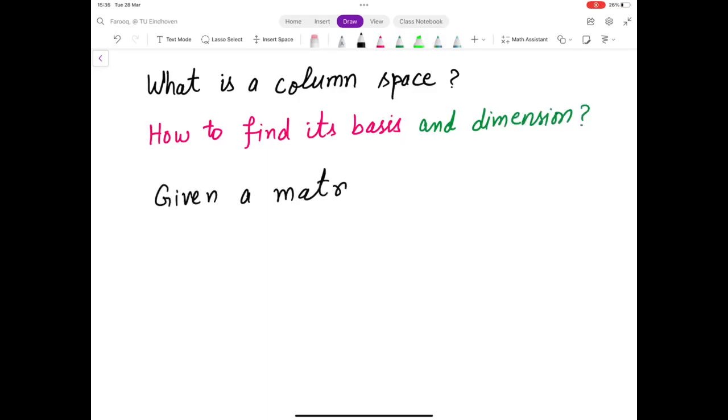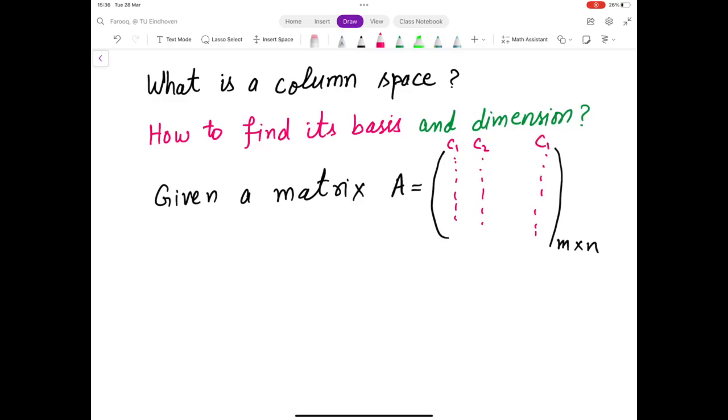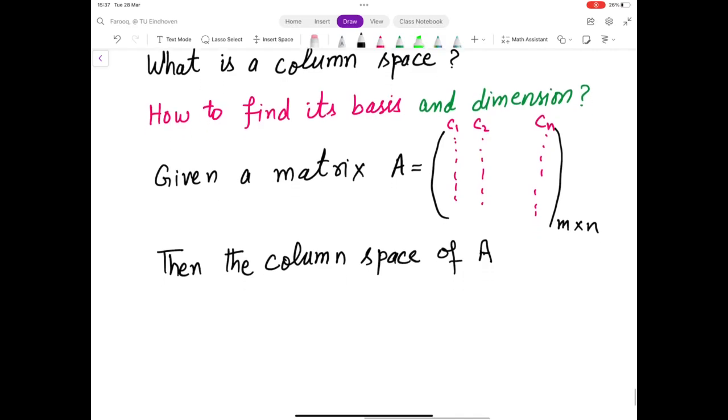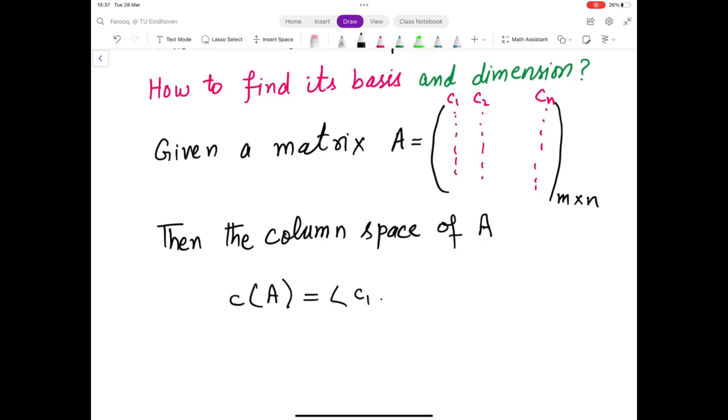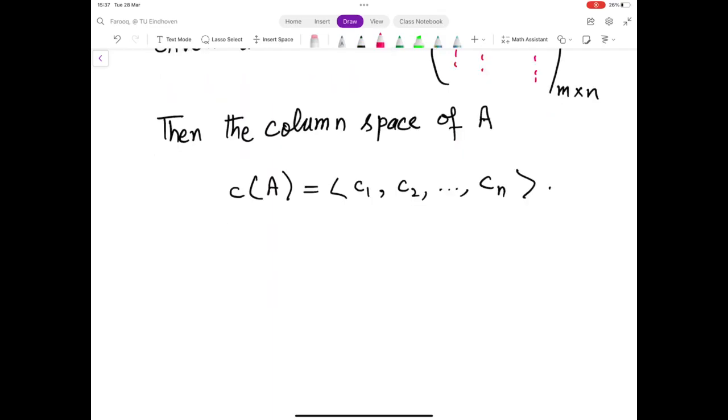Given a matrix A with m rows and n columns, say its first column is C1, second column is C2, and the last column is Cn, then the column space of the matrix A is the vector space that is generated by the columns C1, C2 up to Cn, meaning that the column space of A is the span of the vectors C1, C2 up to Cn.